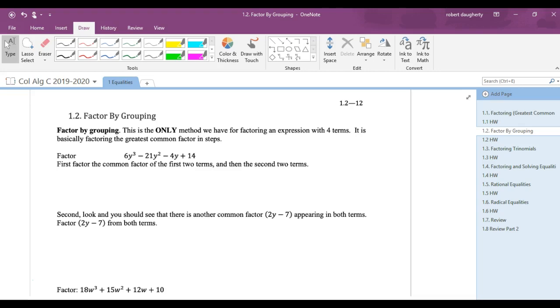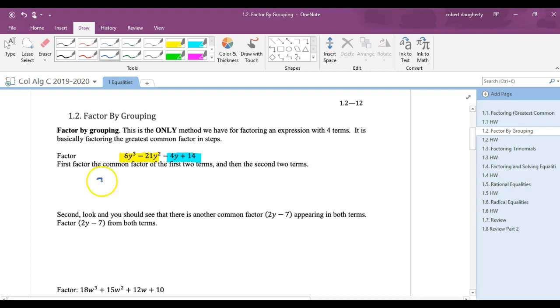Now all grouping is, it's taking the greatest common factor and doing it two times. So all you have to do is break this into two problems. All grouping really is saying, can I find a greatest common factor in the yellow? And then can I find a greatest common factor in the cyan or the blue here? So let's look at the yellow. What is the greatest common factor between 6 and 21?